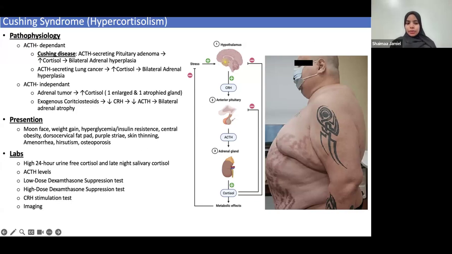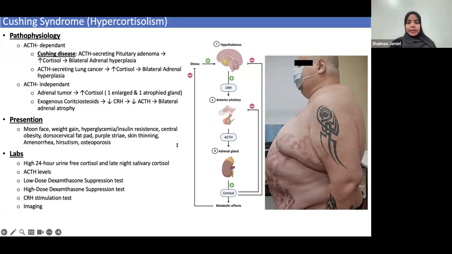And they'll usually present with these symptoms: moon face, striae, weight gain, truncal obesity, buffalo hump, diabetes, hypertension, insulin resistance, osteoporosis. It's very bad. Steroids are very bad. Okay.